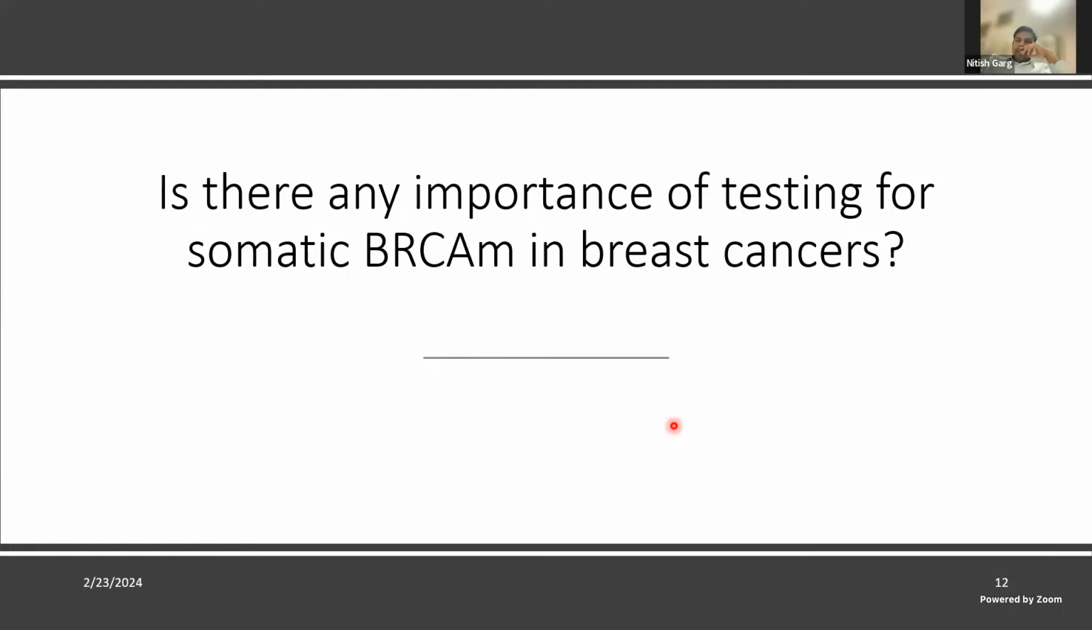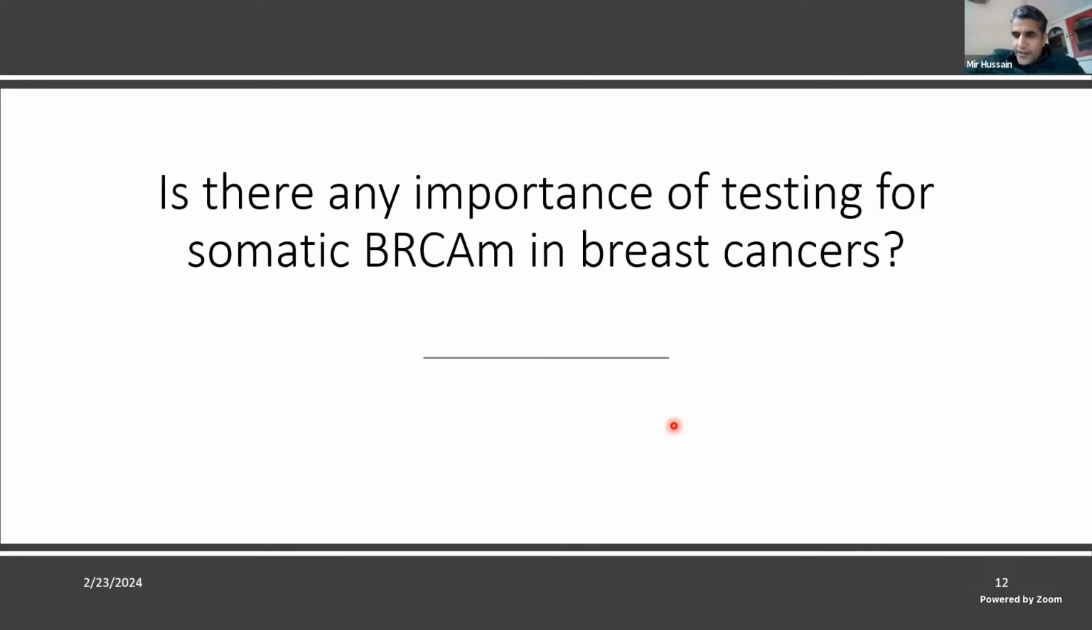I think as of now, not in the upfront setting, sir, for adjuvant treatment. Probably once the patient has metastasis, the role of somatic testing comes into place, and of course after exhausting all our options of treatment. There I think there is a role of somatic BRCA testing. Otherwise, I'm not very convinced about doing somatic BRCA.